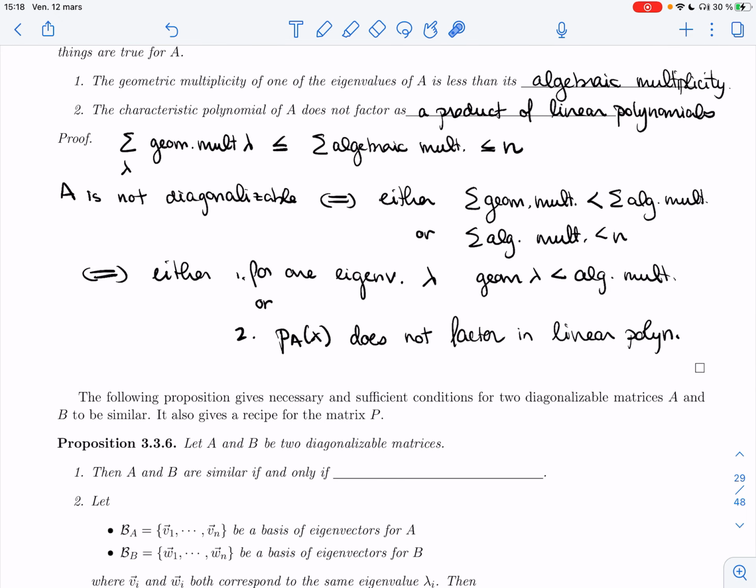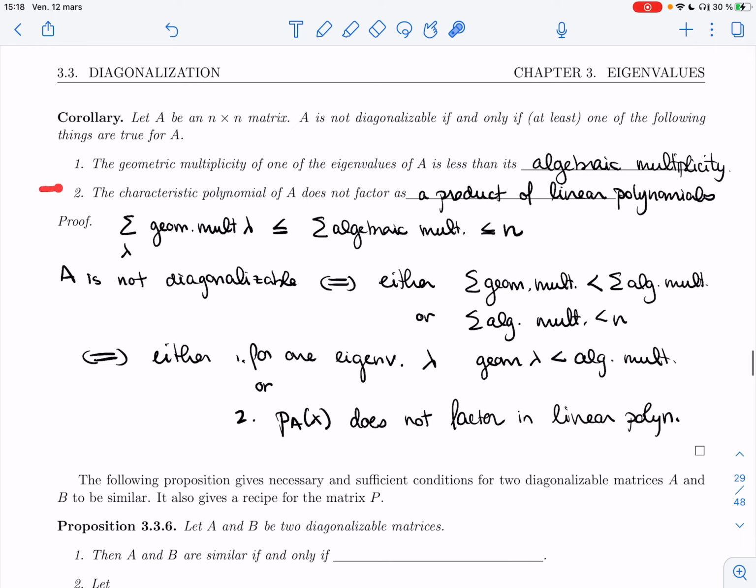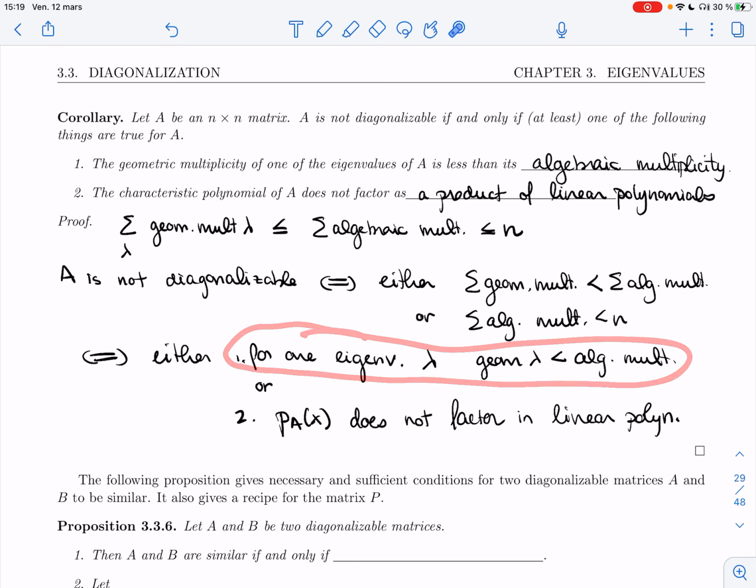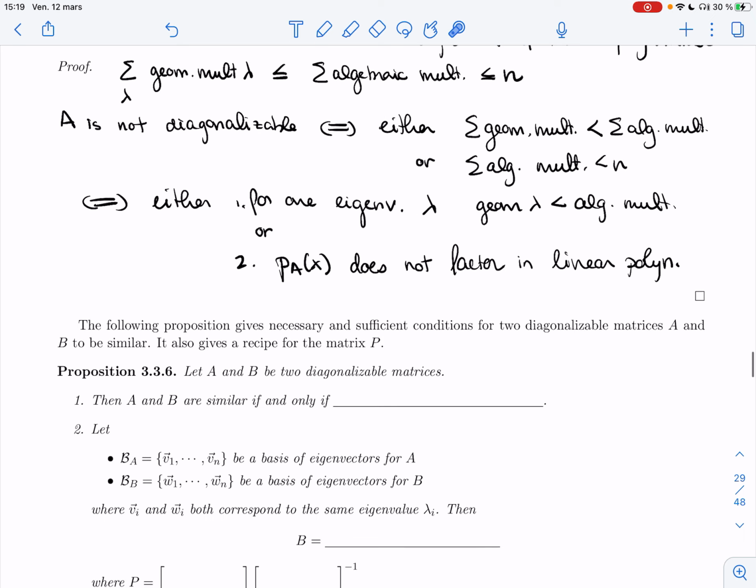Let me say the second one is a bit lame. And it's a bit lame because we could get rid of that one if we worked in the complex numbers instead of in the real numbers. If we allow complex eigenvalues, then any polynomial would factor with n roots counting multiplicity. And so the only way a matrix could fail to be diagonalizable over the complex numbers is if there's an eigenvalue that has geometric multiplicity less than the algebraic one. And that we cannot get rid of.